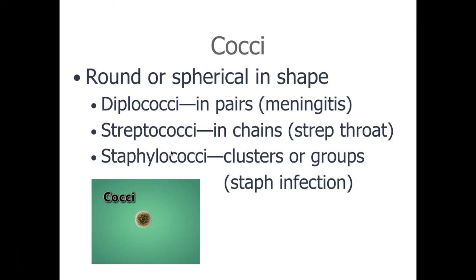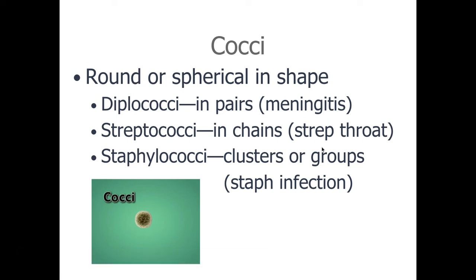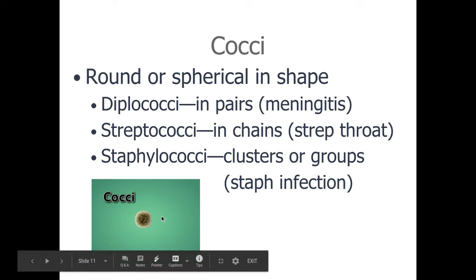You have your streptococci. These are actually arranged in chains. So it would be more you're having just multiple in a row. Common streptococci bacteria would be something like a strep throat. So if you've ever had strep throat before, just know that the arrangement of these little microorganisms are in chains.